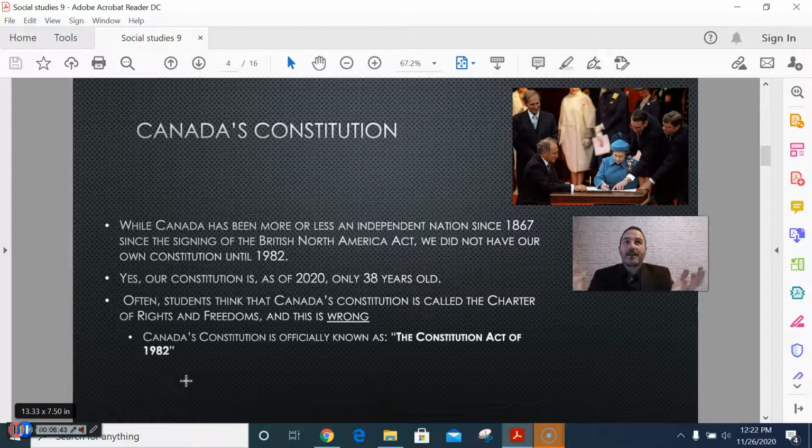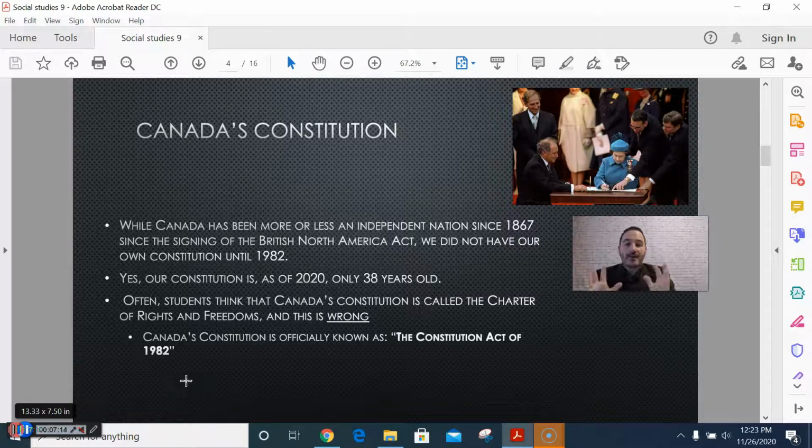despite the fact that Canada existed since 1867 as created by the British North America Act, it wasn't until 1982 that our current Constitution actually came into effect. So our Constitution is only 38 years old, right? If you do the math, 2020 minus 1982, 2020 is the year in which I'm making this video. It's only 38 years old, so it is a relatively young charter.